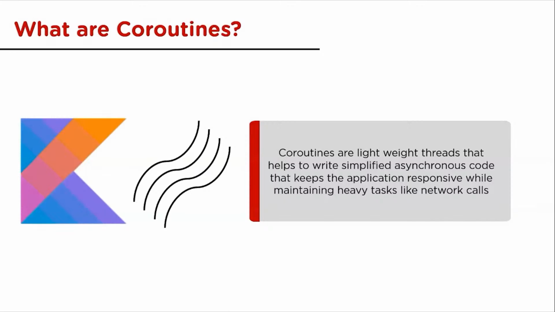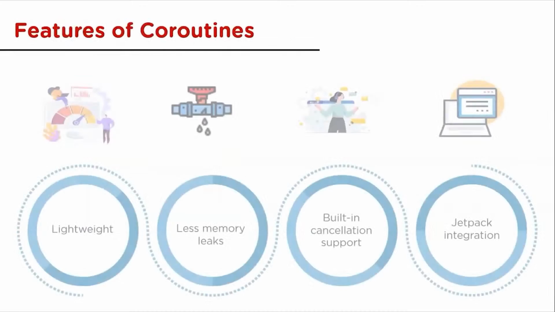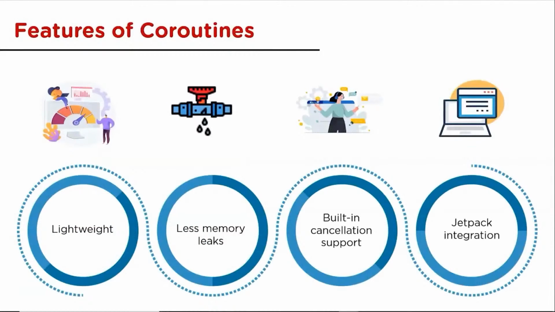Here, the word suspendable means we can execute some instructions and then stop the coroutine in between the execution and continue when we wish to. And they can also switch between threads, which gives coroutines an edge over threads. So as we have understood coroutines, now let's learn about some features of coroutines. These are the features of Kotlin coroutines.